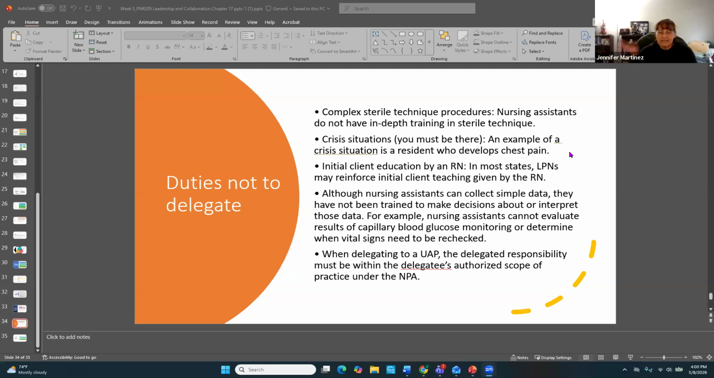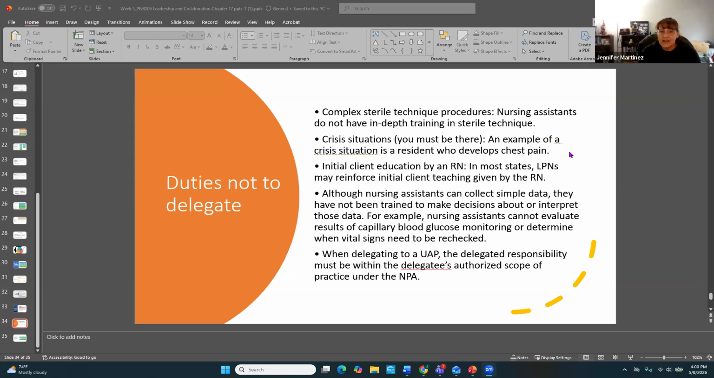An example, again, like I said, Mr. Jones starts developing chest pain. The CNA comes and tells you, hey, he's having chest pain. You cannot say, oh, can you go grab his vital signs for me? Okay, that is a crisis situation. There is something going on with that resident. Again, you cannot delegate that duty.